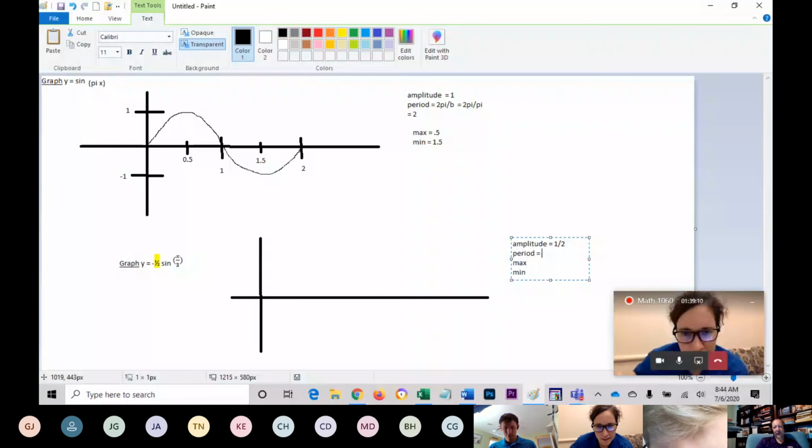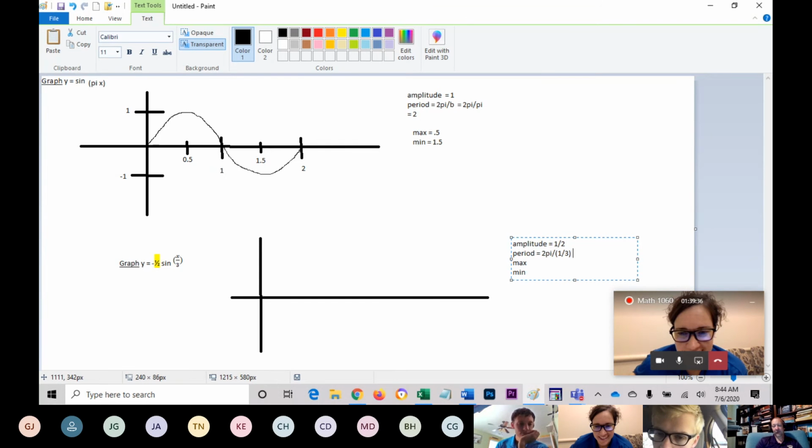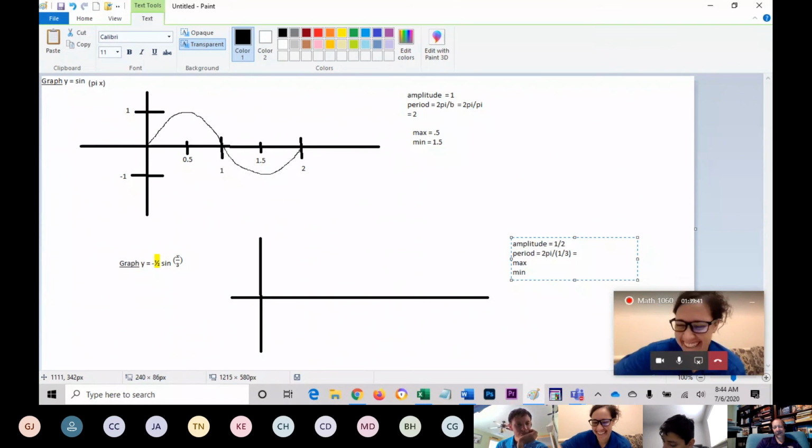You say 2 pi divided by b, so it'd be 2 pi divided by? It would be x over 3, or just 3? So you can ignore the x. But 2 pi divided by 1 over 3. Okay. Right now, what does that equal? Am I okay to use a calculator? No. Hold on. Pencil and paper is okay, though.